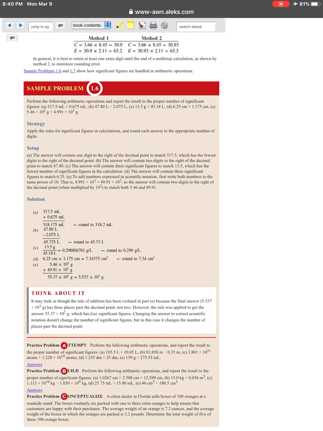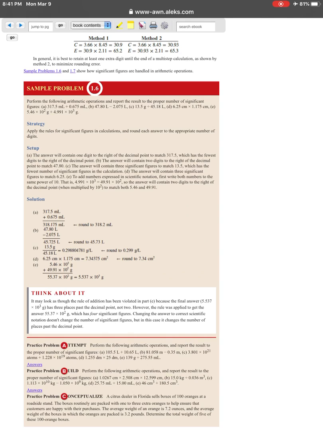The 317.5 milliliters only goes 1 digit, whereas the 0.675 goes 3 digits past the decimal point. So you have to round that so that there's only 1 digit past the decimal point. It's limited by the 0.5. In part B, 47.80 minus 2.075. 0.80 goes 2 digits past the decimal point. Remember, the 0 counts because if it's to the right of the decimal point, it does count. 2.075 goes 3 digits past the decimal point. So our answer can only go 2 digits past the decimal point.